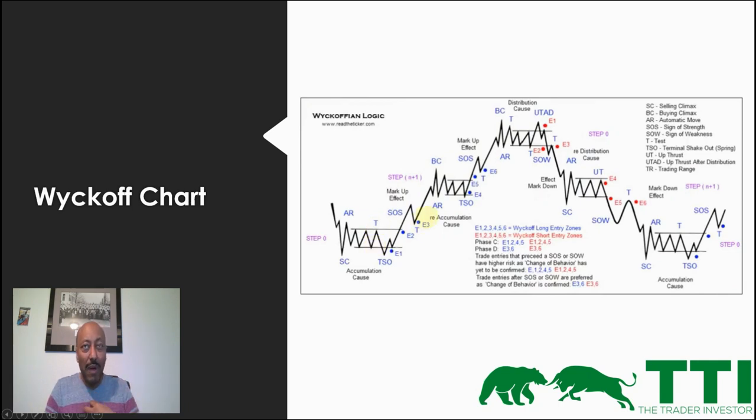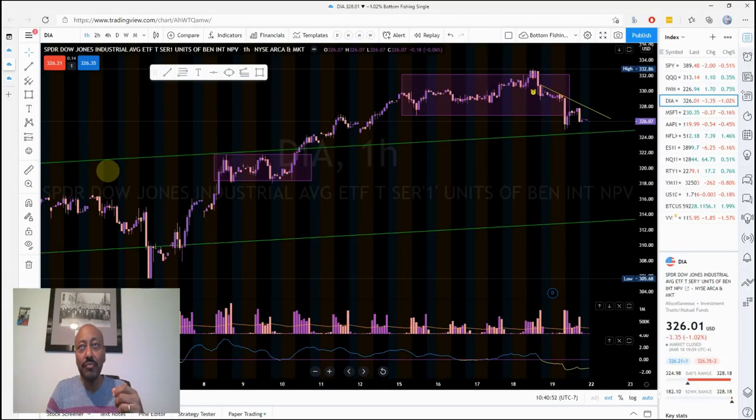So my preference is not E1, E2 for the long side, it's E3. I want to see the base broken and then go to E3. That's my preference. So that's the context of Wyckoff's accumulation distribution. Simplified, again, this is why I want to simplify it. So now let's go to the charts so that you can understand what I'm referring to.